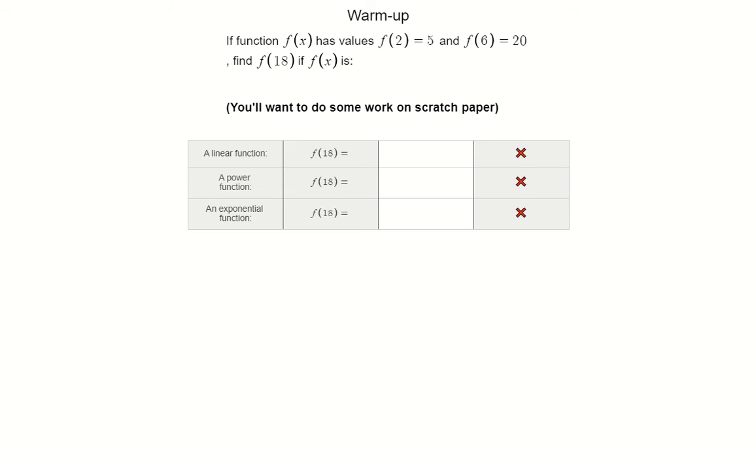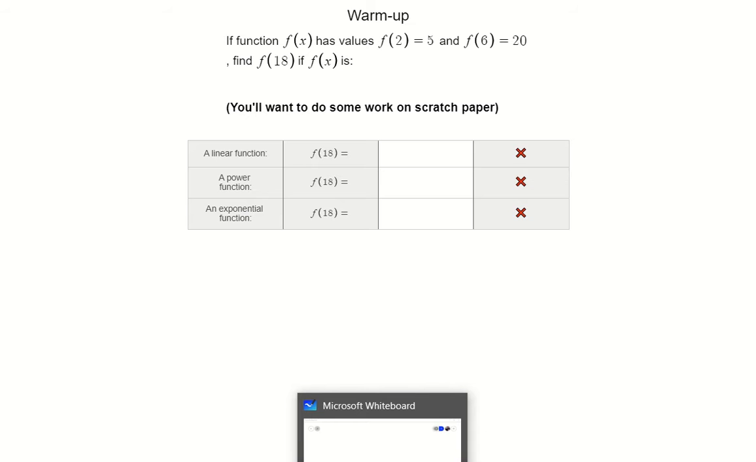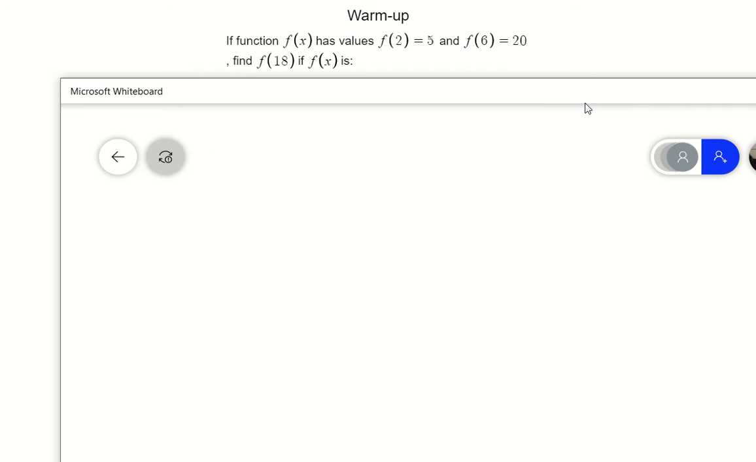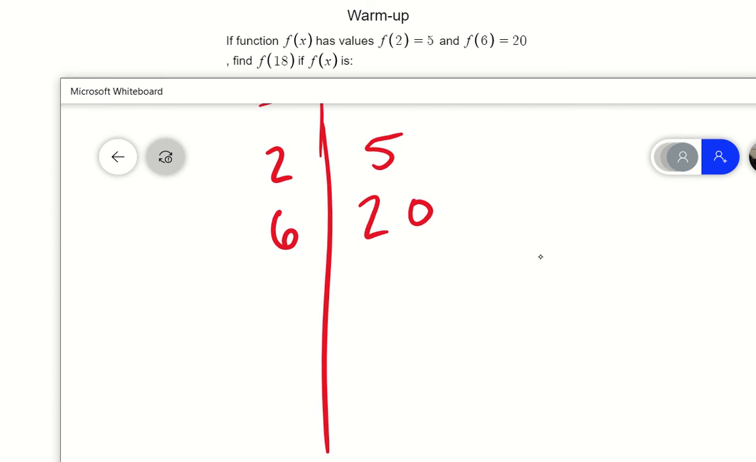Okay, so for the warm-up, we were just trying to figure out what f of 18 is, depending on if it's a linear, power, or exponential function, and the two given points. So let's see, what are our given points? We've got (2, 5) and (6, 20). All right, and we want to find 18. So I'll add that in a bit.